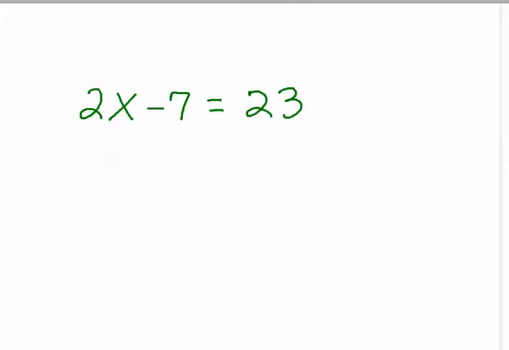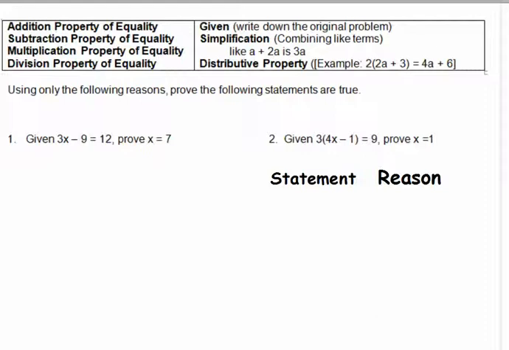I'm going to skip that because we just did one like that. So I just talked about these 4 properties of equality. Now I'll talk about these 3 over here. The given I already talked about. You just write down the original information. Simplification. That's when you combine like terms. You're not adding, subtracting, multiplying, dividing. You're just making one side of the equation look different, and you haven't changed the actual value of it. So that's called simplification. And then distributive property is when you have parentheses, and if you have a factor on the outside, like this one, you have to multiply it by every term inside the parentheses.